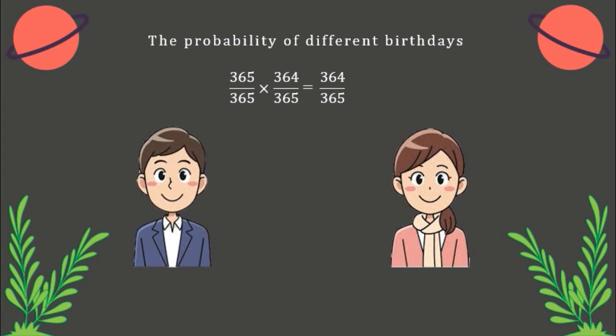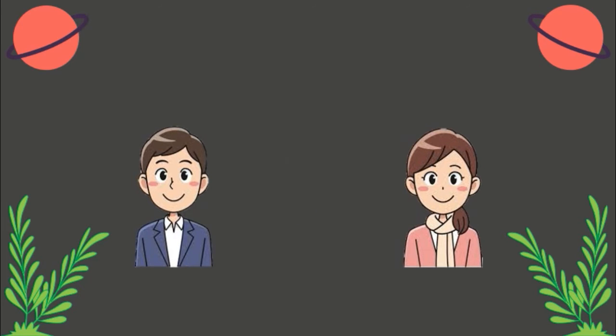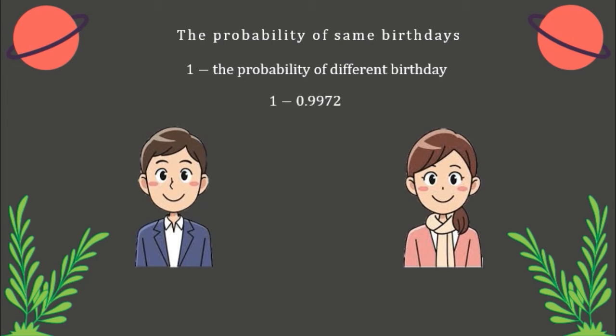This means that any two people have a 0.9972 or 99.72% chance of not matching birthdays. So, the probability for two people to have the same birthday is 1 minus 0.9972, or about 0.28%. It's small, right?